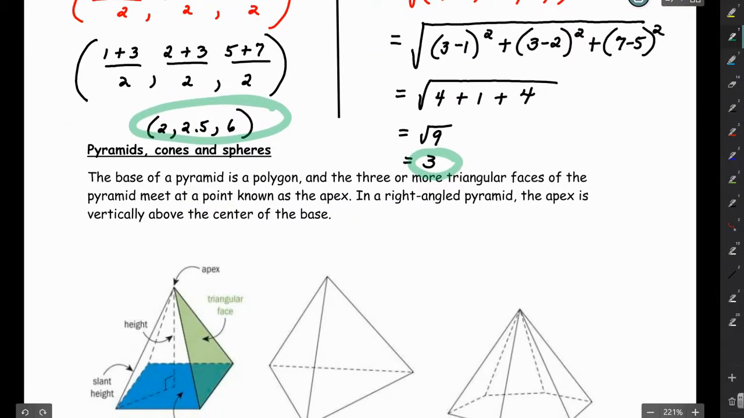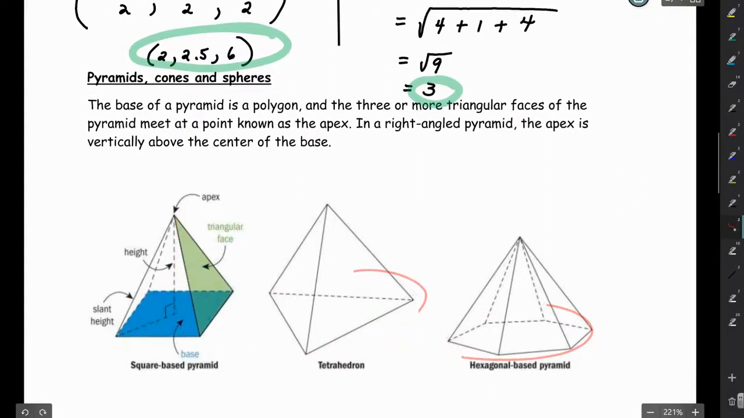Okay, moving on. Pyramids, cones, and spheres. The base of a pyramid is a polygon, and the 3 or more triangular faces of the pyramid meet at a point known as the apex. In a right-angled pyramid, the apex is vertically above, so it's directly above the center of the base. So we have different size bases here, different polygons. We have a square, we have a triangle, we have a hexagon. Those are all pyramids.